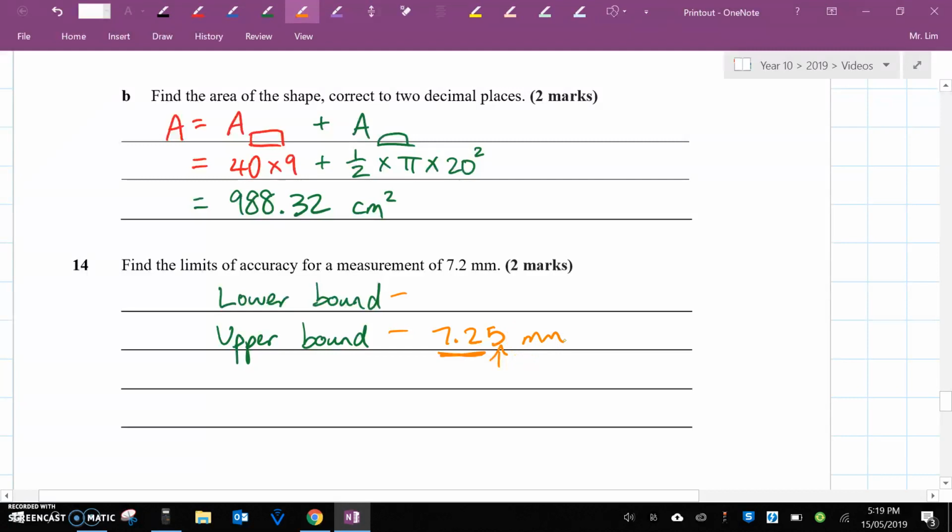Once we've done the upper bound, the lower bound is easy to do. We look at the second last digit of the upper bound, and we minus 1. 7.15 millimeters.